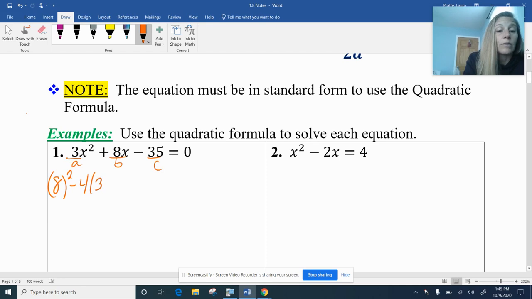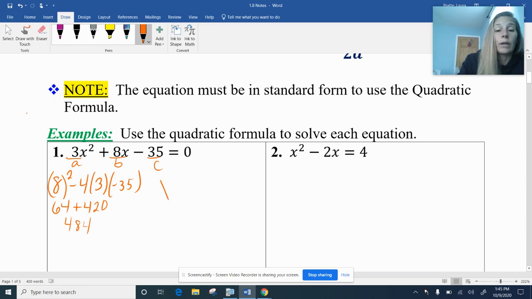So 8 squared minus 4 times 3 times negative 35. Now 8 squared is 64, and then 4 times 3 is 12, and 12 times 35 is 420, and minus a negative will make that a positive 420. So my discriminant is then 484.